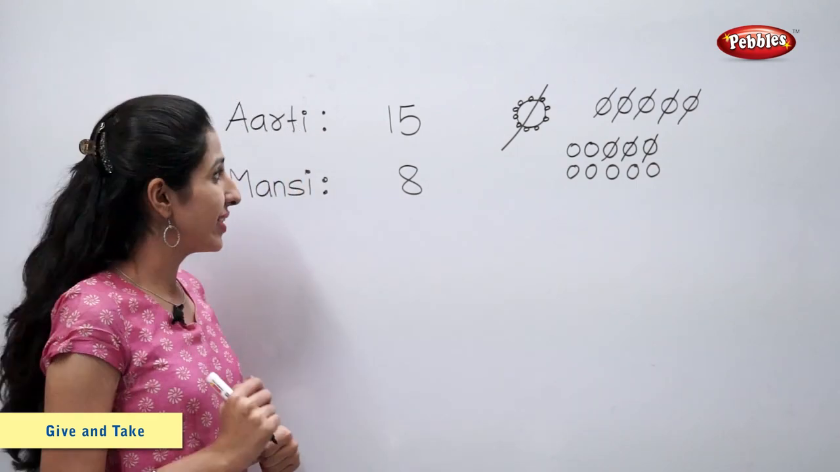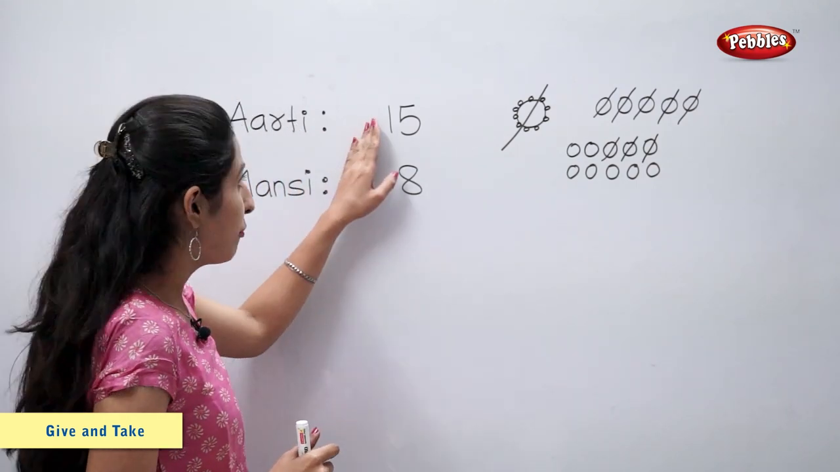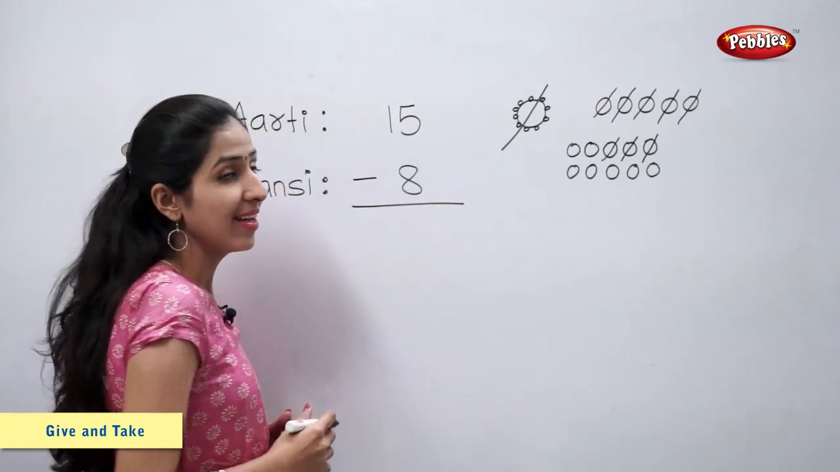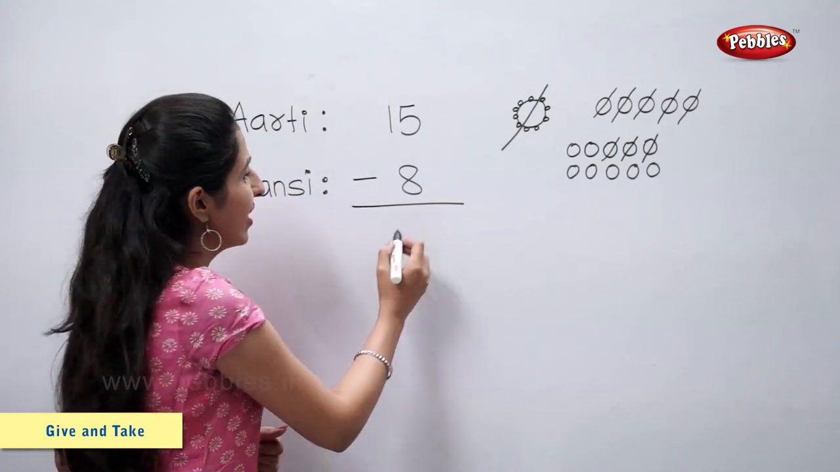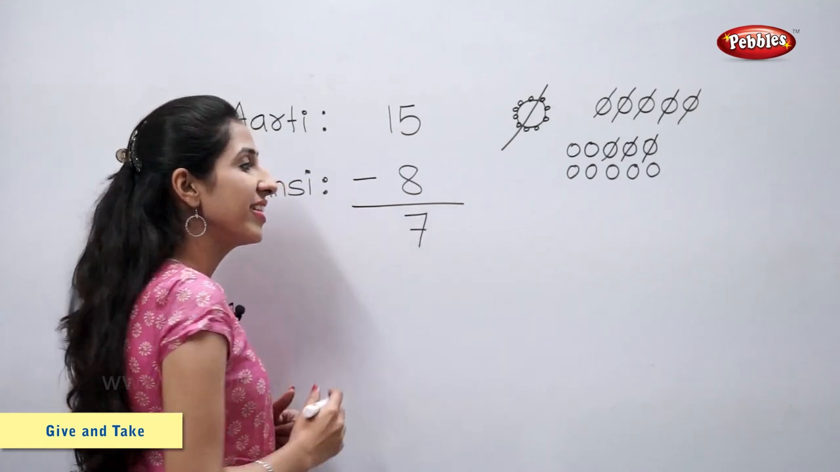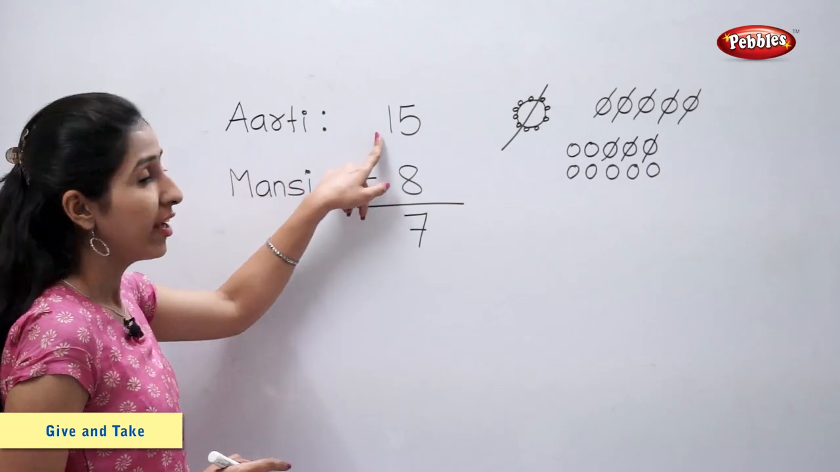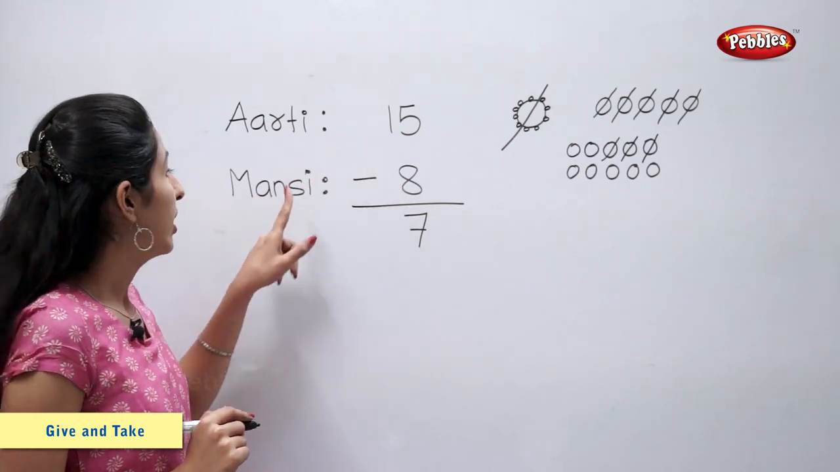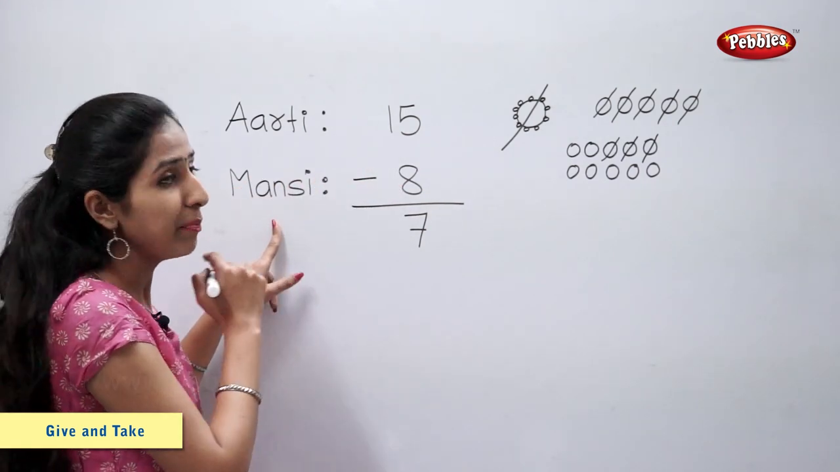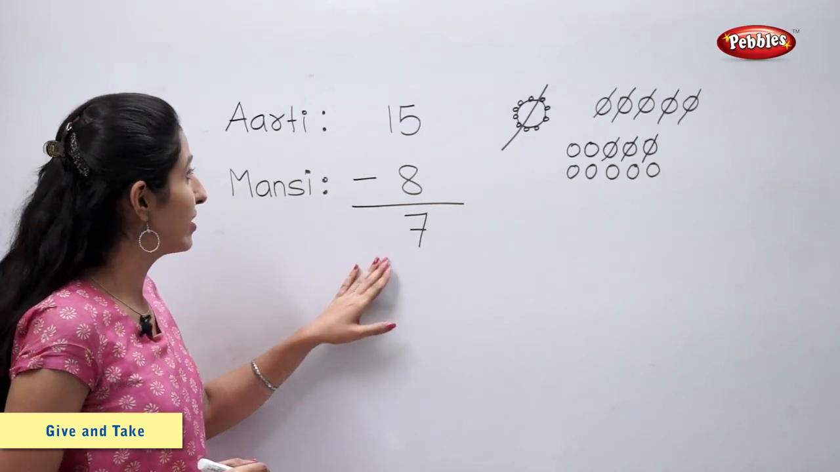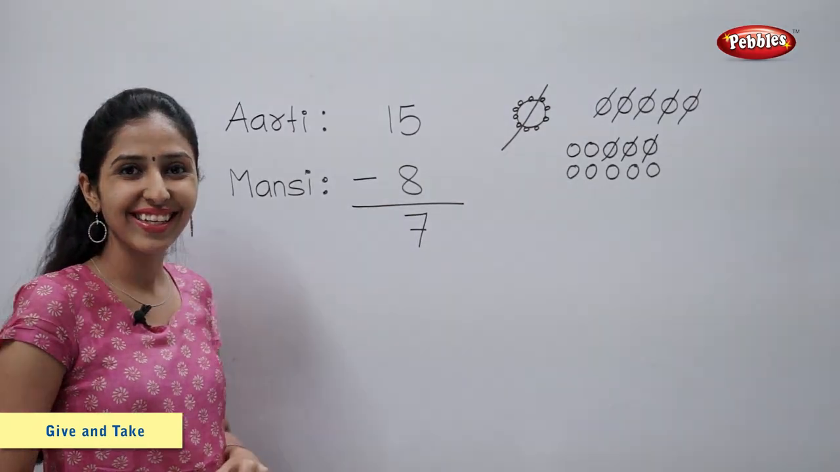So there are 7 pearls left with Aarti. We can also say that 15 minus 8 is equal to 7. So, Aarti had 15 pearls. She gave away 8 pearls to Mansi. So, now there are 7 pearls left with Aarti.